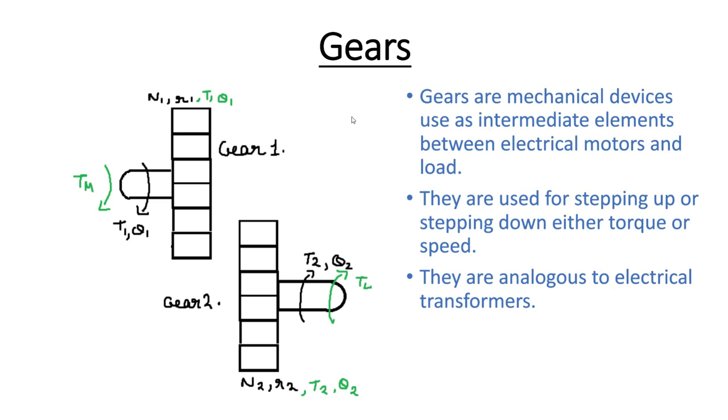Okay, so then we have gears. So what is gears? Gears are mechanical devices used as intermediate elements between electrical motors and load. So this is your motor and this is your load, and I have made them with a distance, but usually they are together. They are used for stepping up and stepping down, either torque or speed. They are analogous to electrical transformer. So in short, we can say gears are just like electrical transformers. And here we step up or down either torque or the speed.